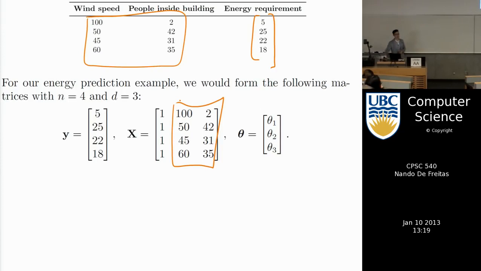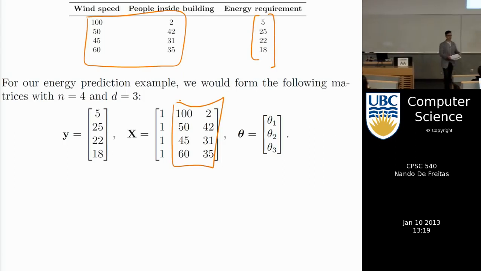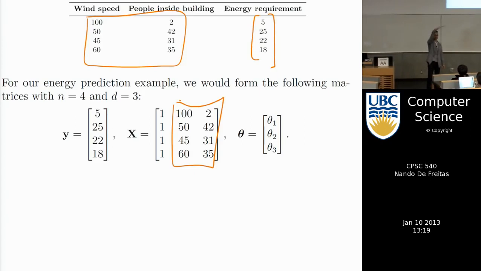And in this case, I have three parameters. One parameter is how up or down the plane is. We're in 3D now, we have a plane. So theta_1 controls up and down, theta_2 controls the slope in this direction, and theta_3 controls the slope in the other direction. So I have two slopes and one height. Those are my three degrees of freedom.